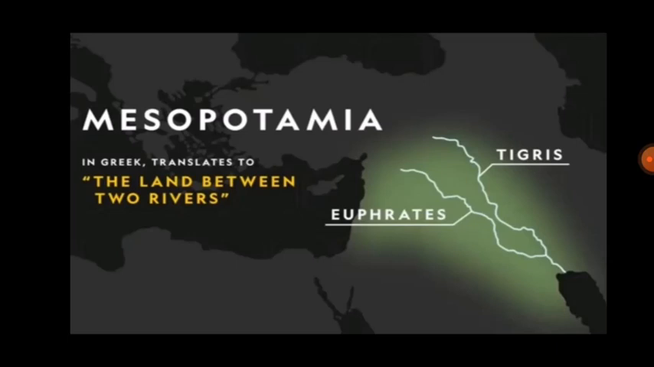So we learn in detail about them, the ancient riverine civilizations. The first one is Mesopotamia. Mesopotamia is the name of a region and not of any particular country. It means the land between two rivers. You can see in the slide, there are two rivers.